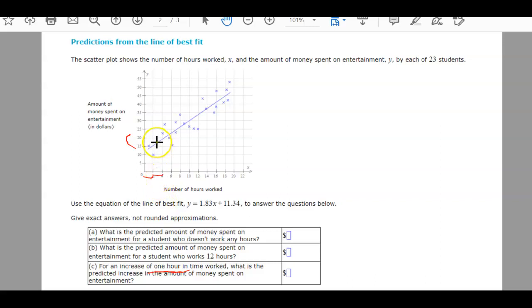So we could pick a couple of points and find the slope, but hopefully you guys remember that that's the slope of the line right there. So for every hour, it's changing by $1.83. We've got one more to go here, you guys.